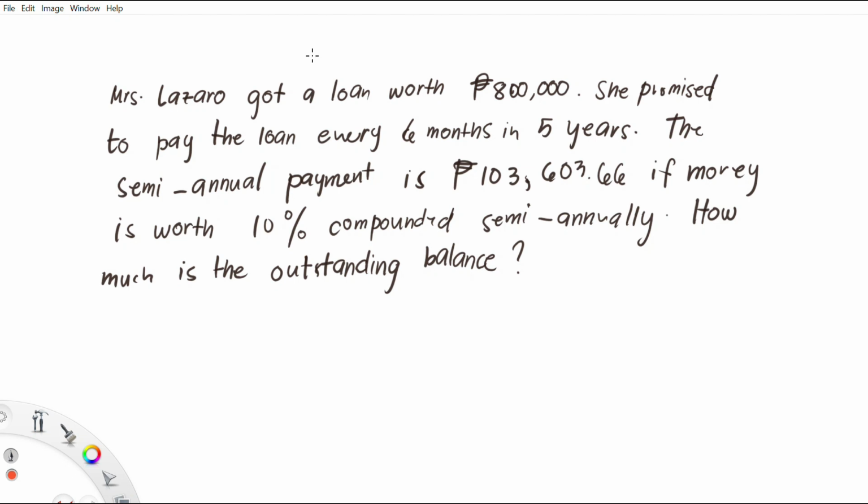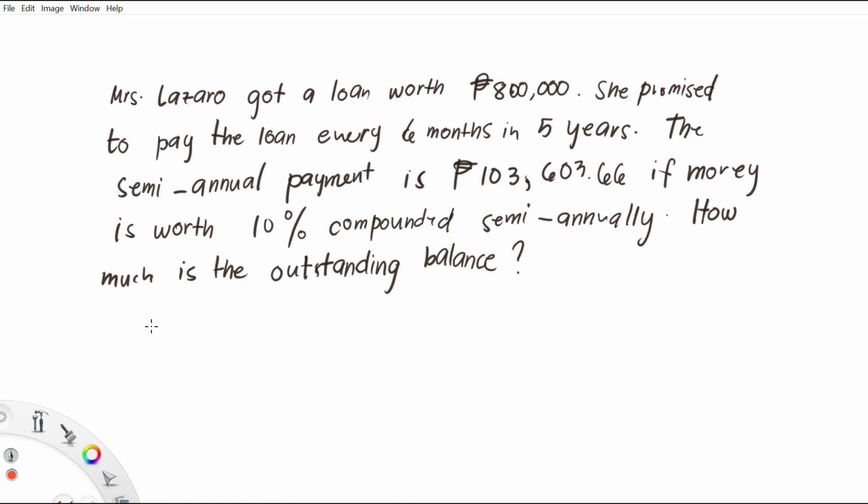To illustrate what I have just talked about, here is an example. Mrs. Lazaro got a loan worth 800,000 pesos. She promised to pay the loan every 6 months in 5 years. The semi-annual payment is 103,603.66 if the money is worth 10% compounded semi-annually. The question is, how much is the outstanding balance?